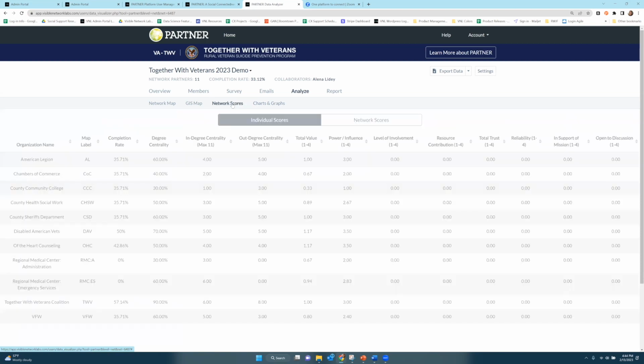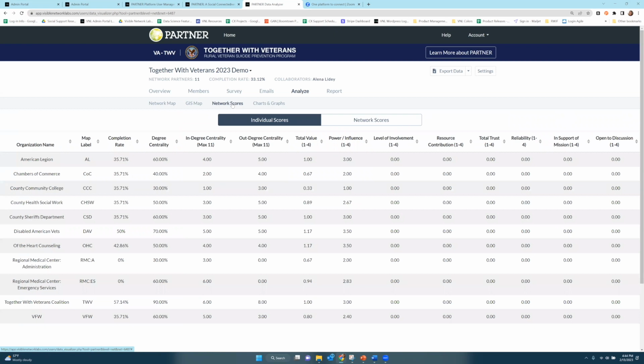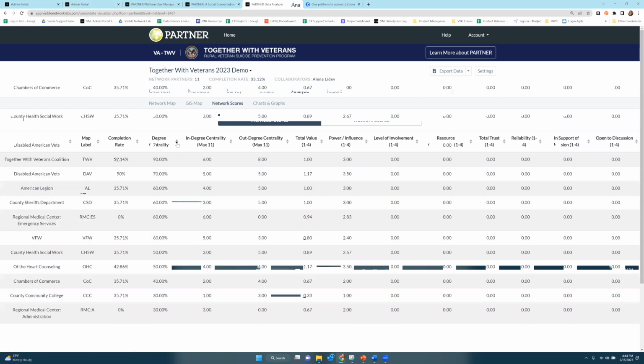Within your project, you also have the ability to look at some network scores. A few of these scores are in relation to how connected that organization is to other members. One of those scores is what we call degree centrality, and this is the percentage of ties that this organization has to others in the network.